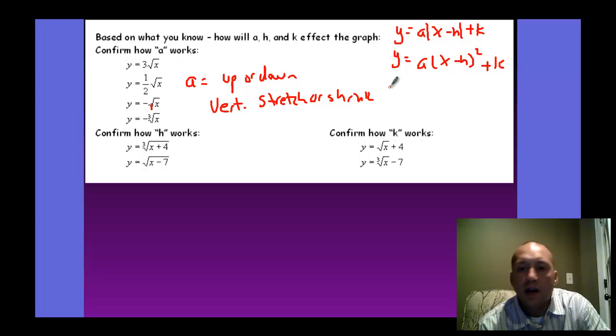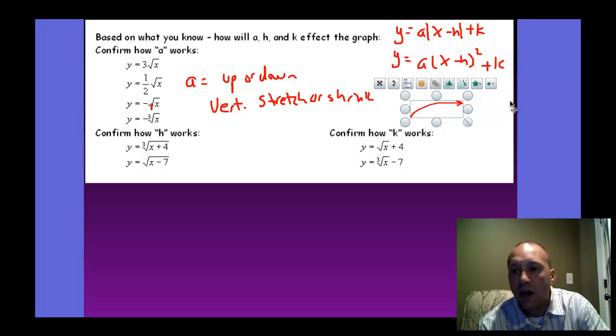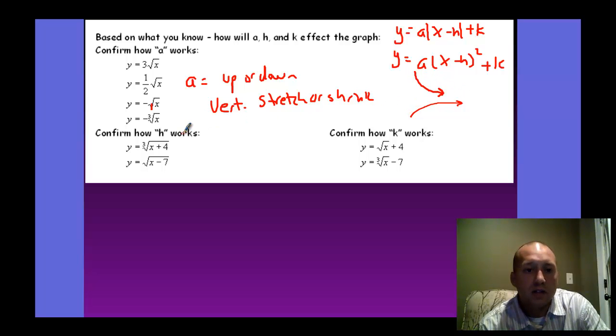So we have a graph. Here we have that square root graph. The a value will take that and stretch it up, or it will shrink it down. And so the a value will shrink or stretch the graph vertically. It also will reflect the graph. So if the a is negative, then instead of going upwards, it'll go downward. And so that's what the a tells us.